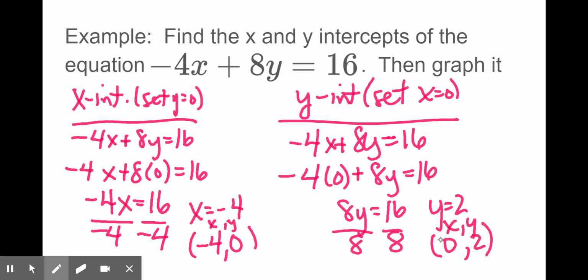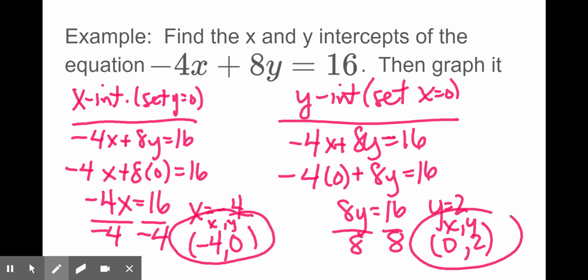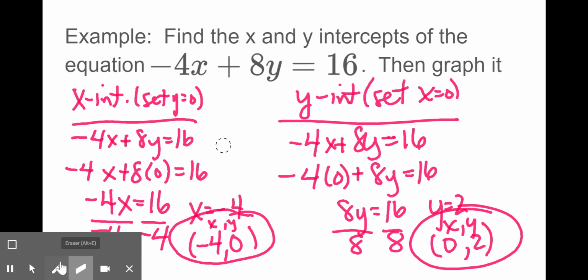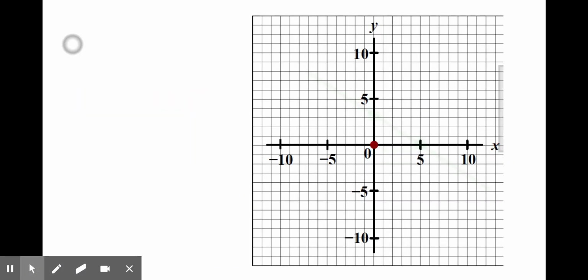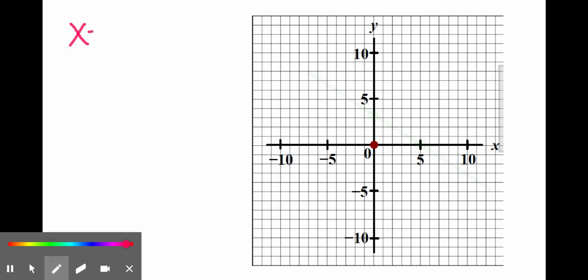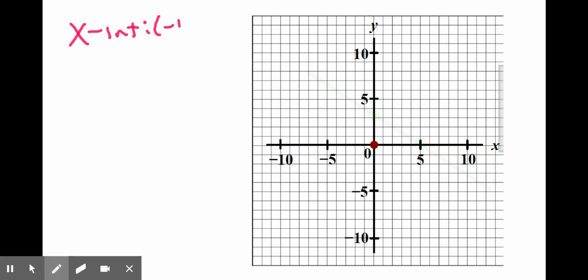So now here's my 2 points. Negative 4, 0, and 0, 2. We're going to take those points, and we're going to go make a graph. So we have negative 4, 0, and the y-intercept is 0, 2. So negative 4, 0 is 4 spaces to the left, 0, 2 is 2 spaces up. There's my 2 points, and there is my line.